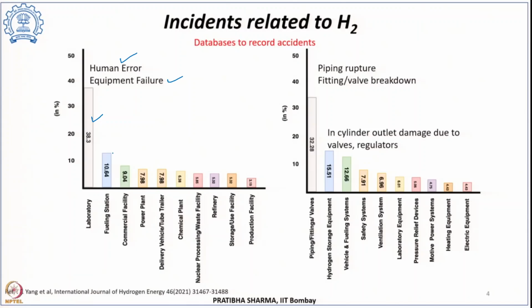In some cases, next one is the fueling stations. During the fueling or refueling, a number of hydrogen related incidents occur. And next one is commercial facilities and power plants, where different incidents were recorded and plotted here.